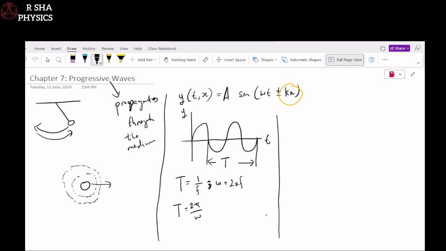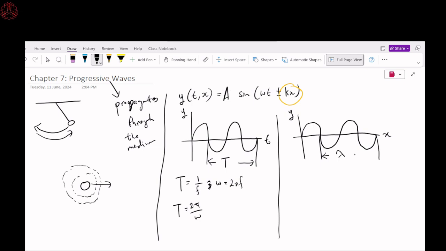Now, what I can do is have a different wave, but rather than plotting y against t, I will plot y against x. Then I can draw the same thing again. This is my wave. Sorry, that looks like it's getting smaller. There we go. Okay, so now instead of having T, what I have here is what we call wavelength. It's the length measured, right? You can measure that length.